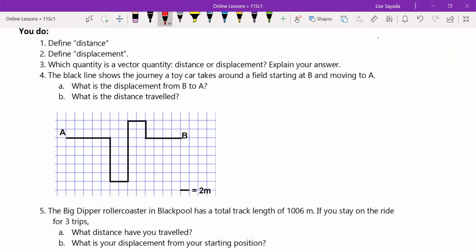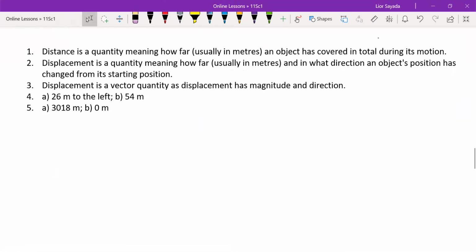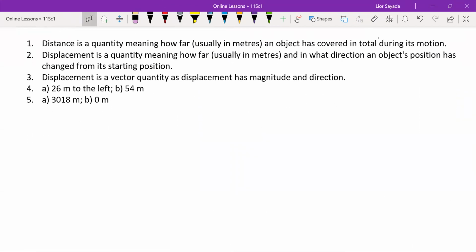Please now do these 5 questions. Pause the video and then rejoin the video once you're done. I would like you now to please mark your work using these solutions here. Pause the video while you mark.